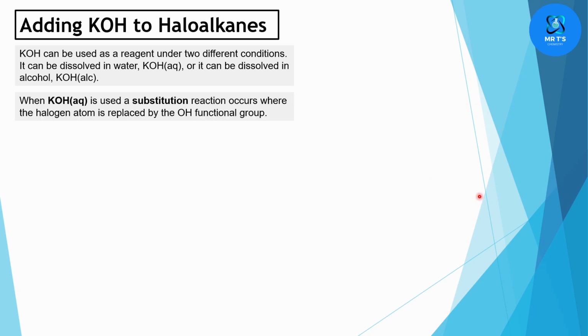When KOH is aqueous, or dissolved in water, we have a substitution reaction. What that means is that in this case, the halogen substituent, the Cl, is going to be replaced by an OH or a hydroxy alcohol group. So it's going to change from a haloalkane to an alcohol.